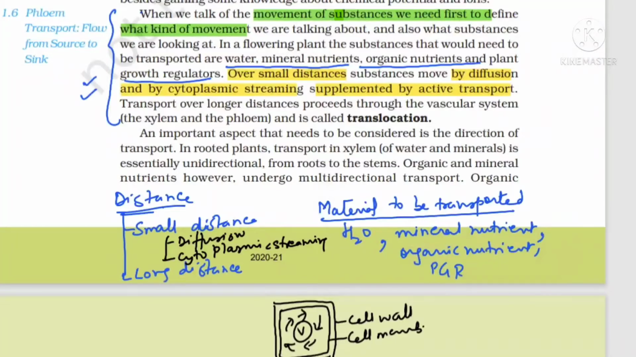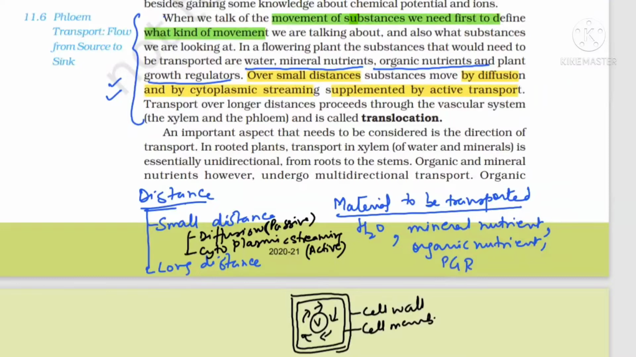Clear? So diffusion is a passive process, and cytoplasmic streaming is an active process. It is done with the help of ATP. So please beta, focus on the board carefully. Over small distance, substance moves by diffusion. For diffusion you can write it is passive. And the second method, you will write cytoplasmic streaming, which is helped by active transport, means energy is consumed. So I think small distance is clear.